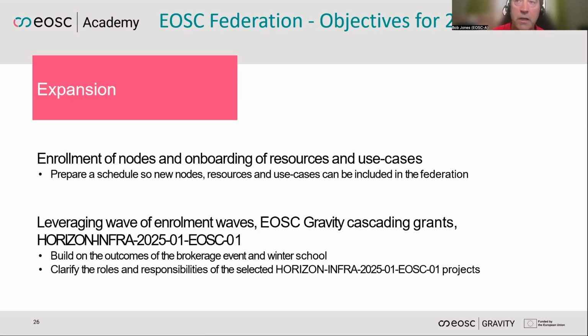As was mentioned earlier, we're leveraging some of the EOSC Gravity cascading grants for that, and also those from other projects like the Horizon INFRA 2025-01 EOSC-01 projects that were announced earlier this year, of which 4 projects were funded. We'll be working with those to see how they will contribute to the federation and the expansion as well, building on the outcomes of the winter school event in January of this year.